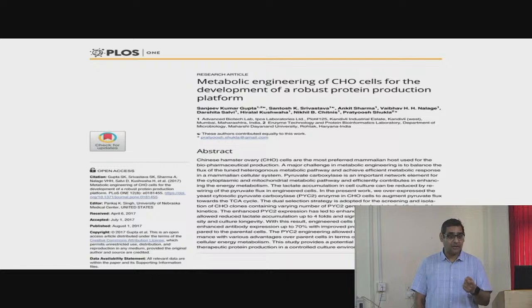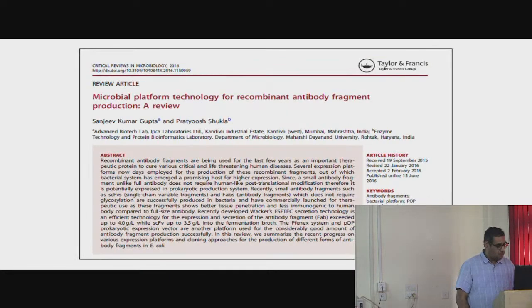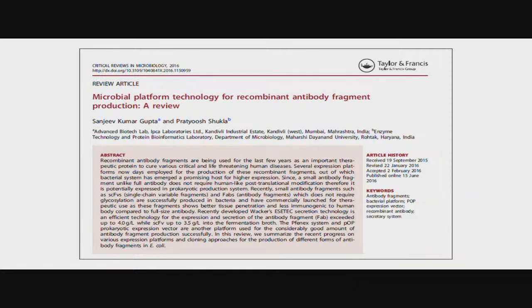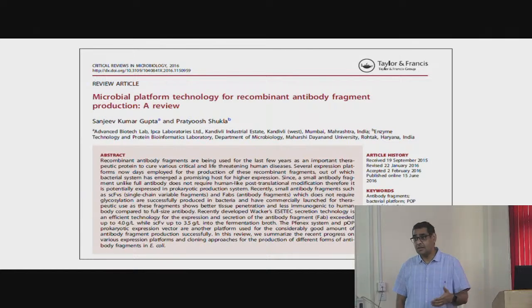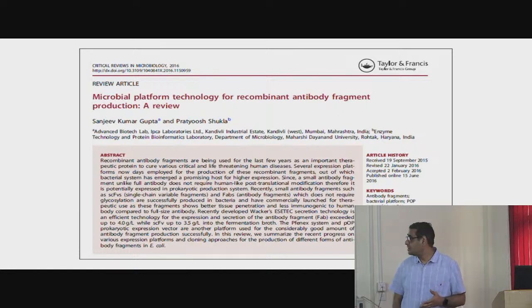If you talk about biosimilars, I'm not talking about them here today, but biosimilars is also very good, and this study is published. So you can read this paper. The whole protocol is there. Then this tutorial article, microbial platform technology for recombinant antibody fragment production, is also a very highly cited article. We published it in Critical Reviews in Microbiology. These journals hold a great impact, especially when you publish, read, cite, and make notes out of it. Because if you do not read, you cannot understand the state of the art. So this is very important.